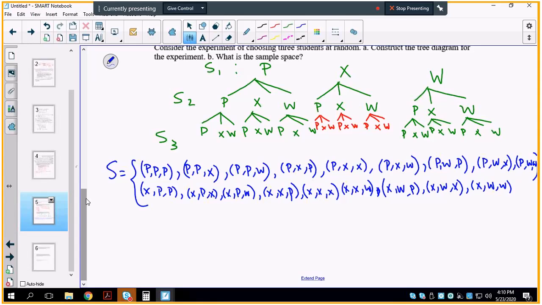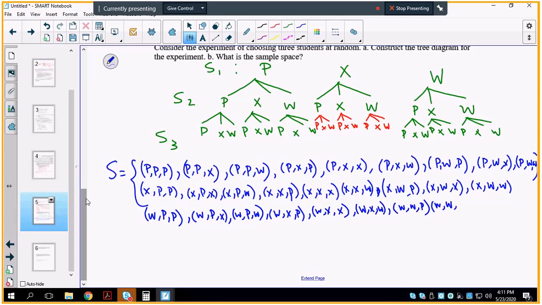And finally, we're going to start with W, and I will say WPP, WPX, WPW, WXP, WXX, WXW, WWP, WWX, WWW. And these are the 27 outcomes in the sample space answering my question.